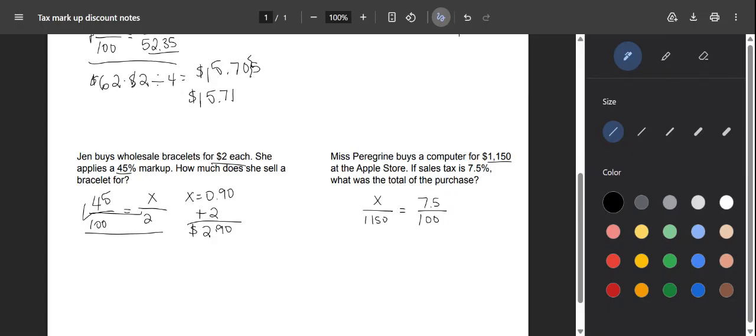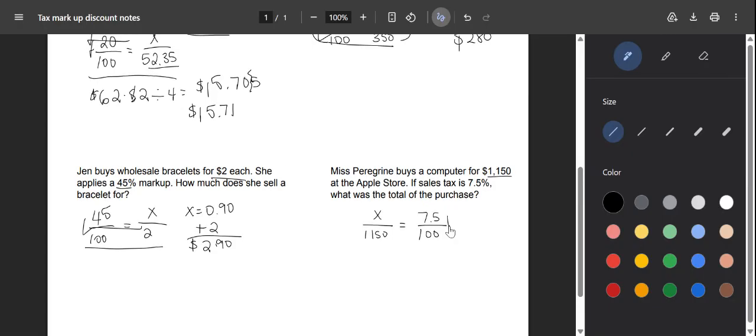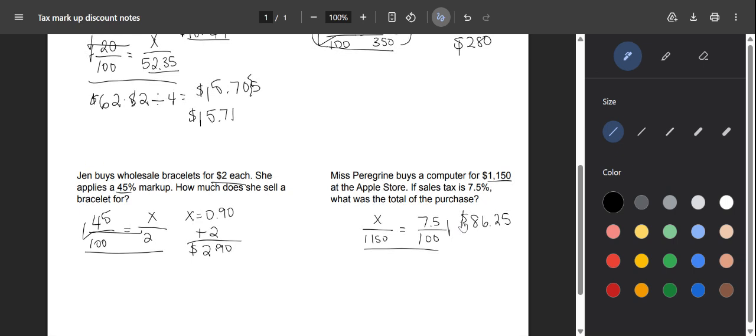So I'm just going to go ahead and do my L method. 7.5 divided by 100, and then times 1,150. That tells me that the sales tax was $86.25. Now, sales tax is paid in addition to the cost of the computer. So I have to add that back to my $1,150.